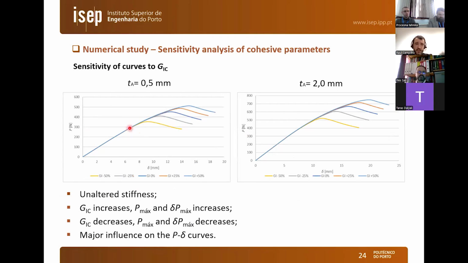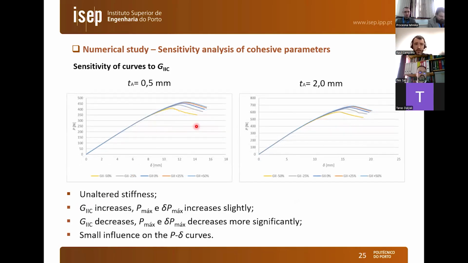We performed a sensitivity analysis to the parameters of the adhesive law. So we considered our numerical models for typical adhesive thicknesses. Here I just present 2 examples, and we vary the input parameters to see what is the effect on the P-delta curves. We can see that varying G1C has a significant effect on the P-delta curves for both thicknesses. We don't vary the stiffness, but we vary the maximum load and the behavior after the maximum load.